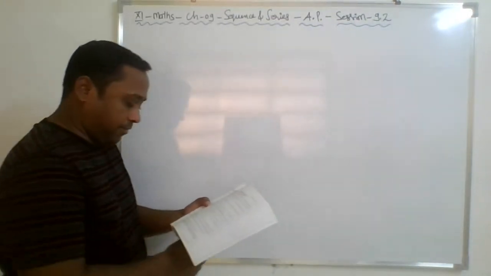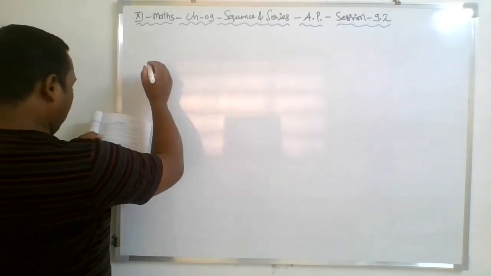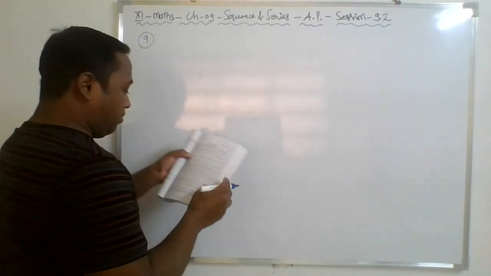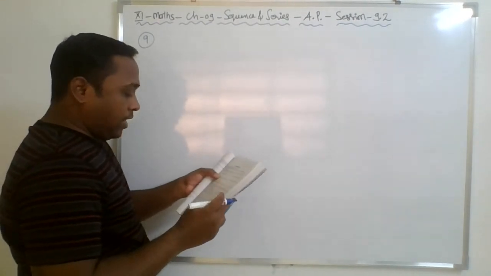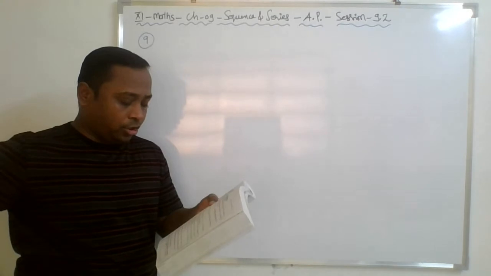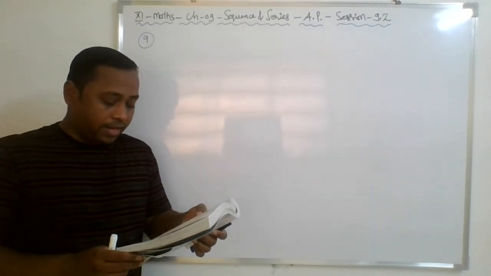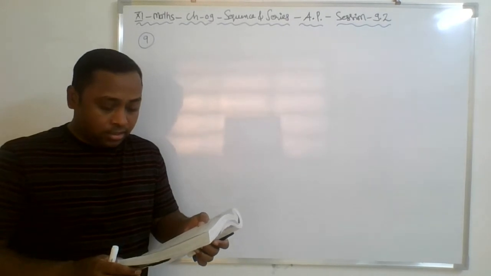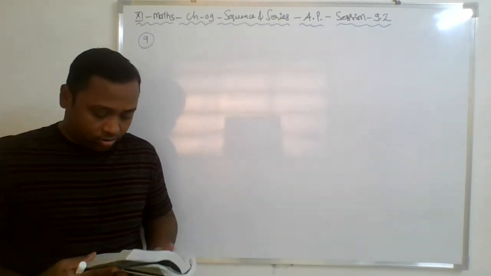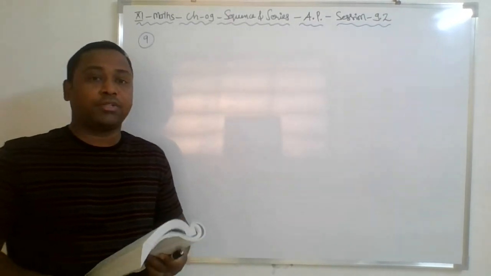Yes, what we have, right? Now, what they have asked in question number 9, I'm talking about, right? Question number 9. The sum of the n terms of two arithmetic progressions are in the ratio 5n plus 4 upon 9n plus 6. Find the ratio of their 18th terms. See, sum of n terms of two arithmetic progressions.